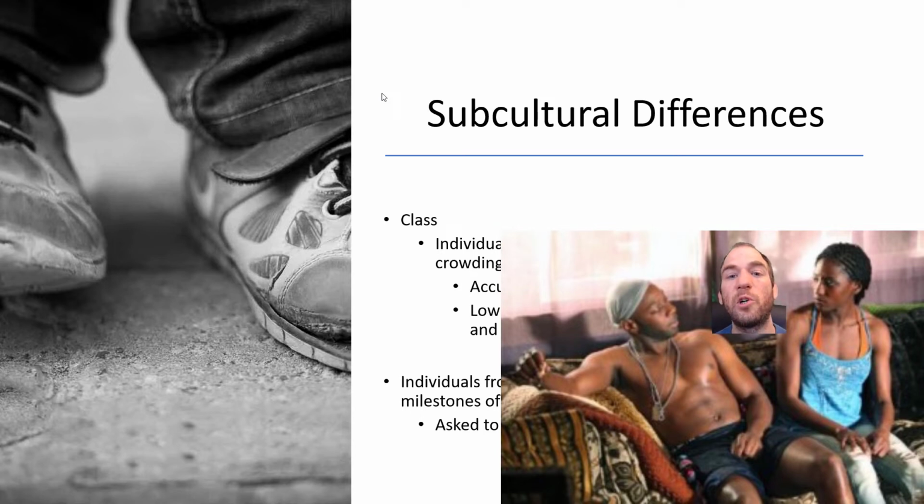So it may be necessary for an individual to take a job at 16, 17, or 18 years old and forgo college and work multiple hours to support the collective low-income family, and thus they're being asked to grow up faster.